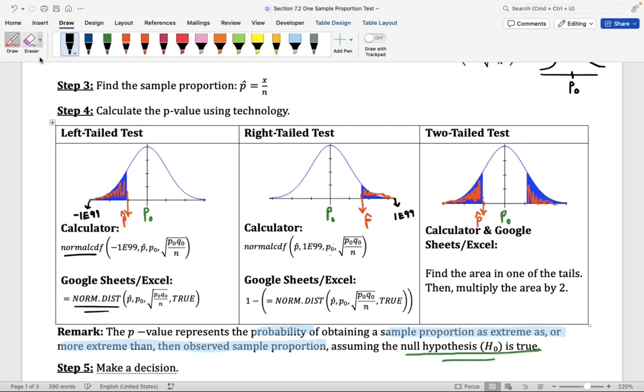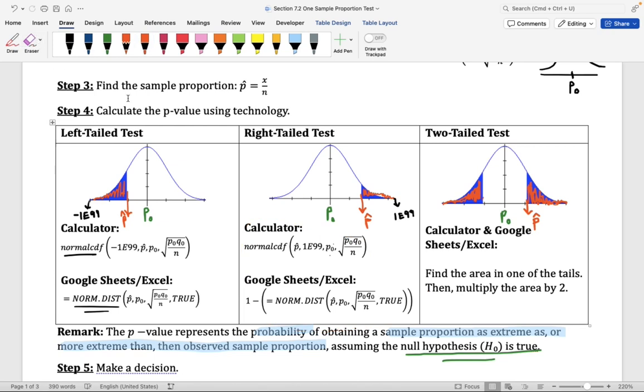Okay? Now, it could also be the case that when you find p-hat in step 3, you see that the p-hat value is above p-naught. In that case, you're going to need to find the area on the right tail. That would mean that you're using the functions that we have here in the middle for finding the area on the right tail. Once you find that area, you're going to multiply it by 2.